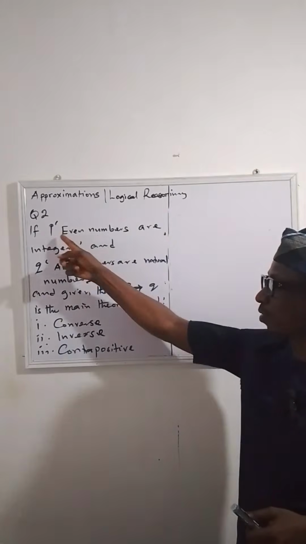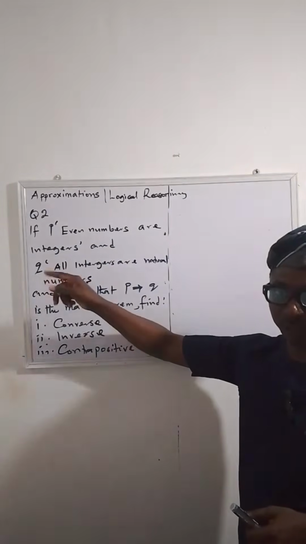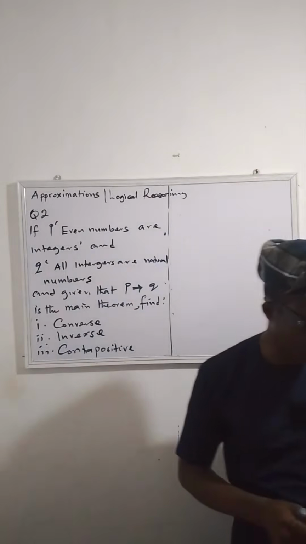What is the truth value for P? What is the truth value for Q? All right, let's do that and let's see what we have.